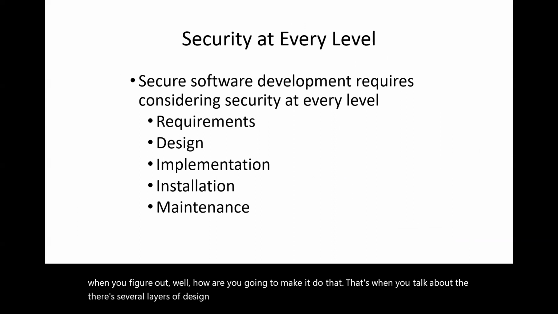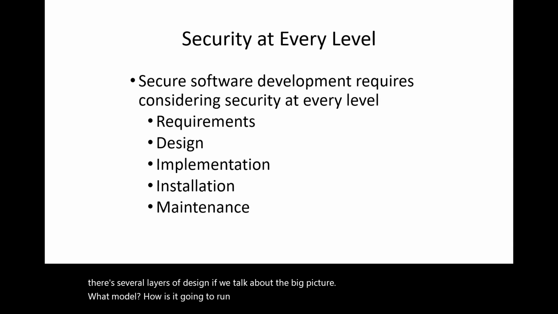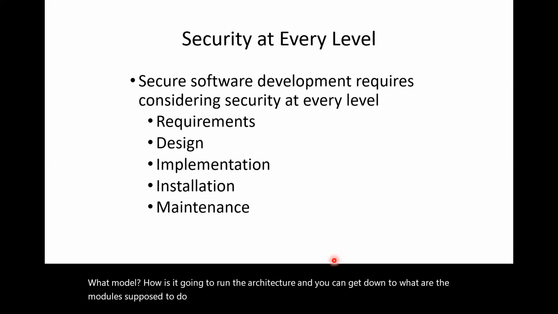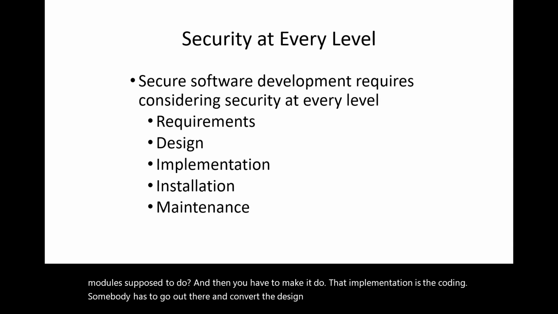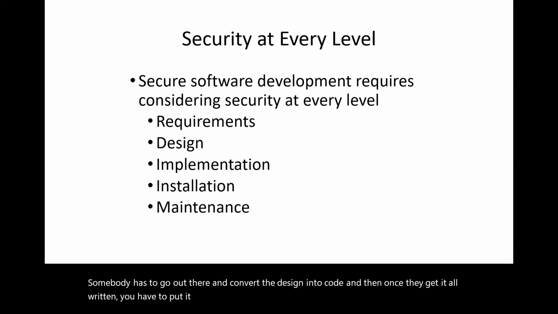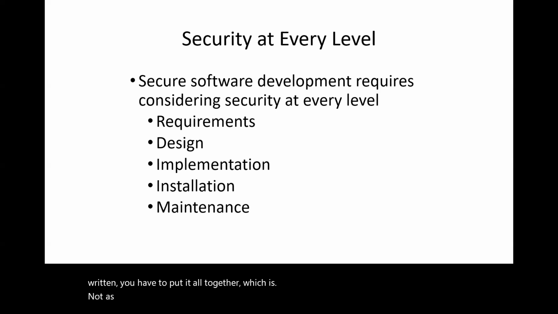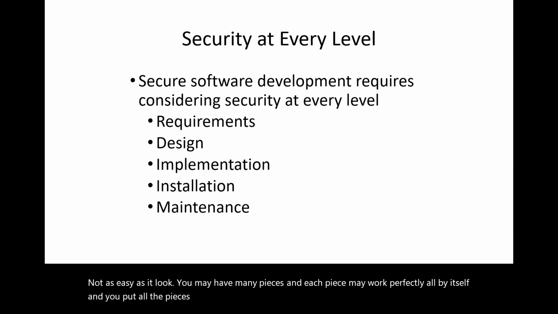If you talk about the big picture, what modules, how is it going to run, the architecture, you can get down to what the modules are supposed to do. And then you have to make it do that. Implementation is the coding. Somebody has to convert the design into code. And then once they get it all written, you have to put it all together, which is not as easy as it looks. You may have many pieces, and each piece may work perfectly all by itself, and you put all the pieces together, it may not work at all. That's one of the wonders of software development.